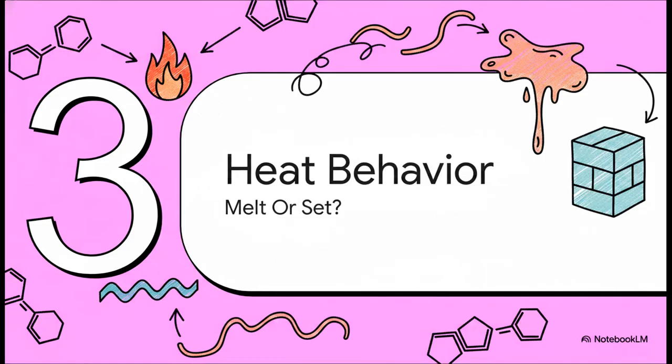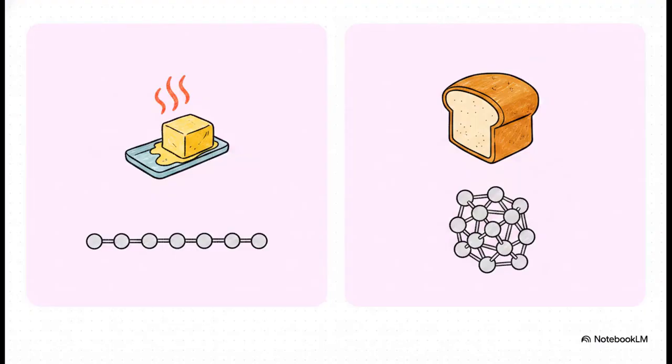Section 3. Heat, melt, or set. Another great way to organize the material world is by looking at how it reacts to warmth. We sort them into two specific behaviors, thermoplastics and thermosetting polymers. Honestly, the easiest way to understand this is through a simple kitchen analogy. Think of thermoplastics kind of like a stick of butter. They're made of long, linear chains. When you apply heat, they soften up, and you can reshape them. When they cool, they harden again. You can melt and remelt butter all day long.